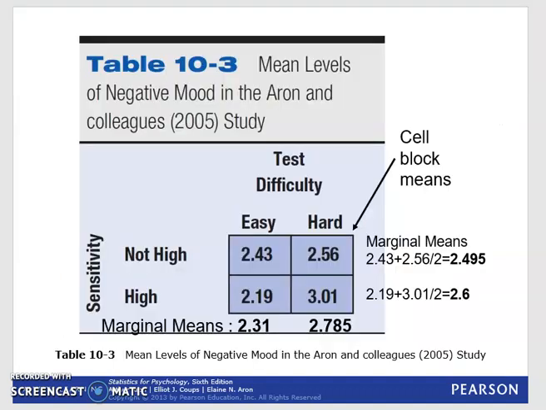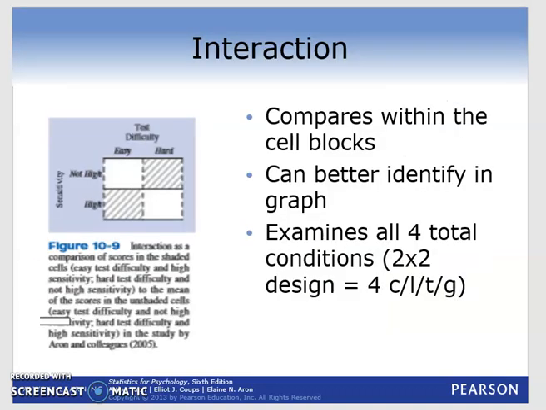Now our interaction is where the interesting thing happens. So for an interaction, you need cell block means. So I'm comparing these numbers. One of the best ways to compare those numbers is actually, I think, to look at the graph data, to look where do these fall, do they intersect and connect in some way.